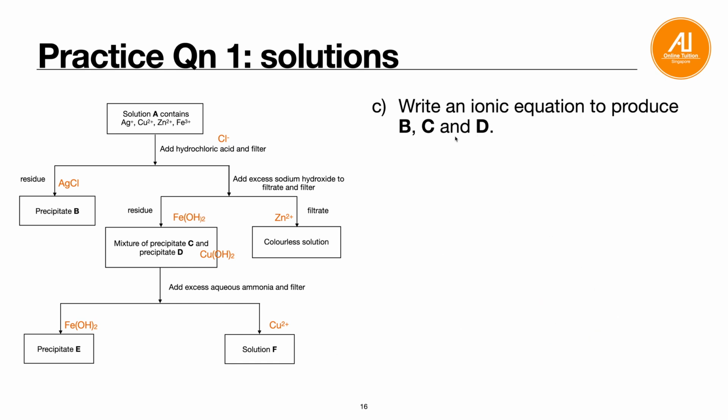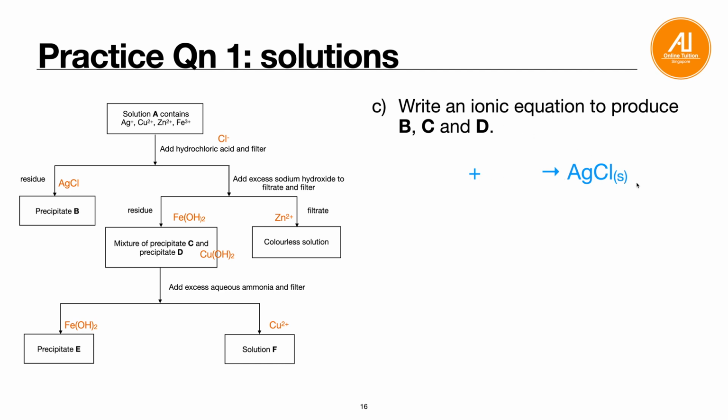And then next, sometimes the question will ask you to write ionic equation to produce B, C, and D, which is your PPT. B is this one, silver chloride. So there's a shortcut to write ionic equation. Okay, I'll show you here. So for PPT B, you need to form what? AgCl. So you can write down something plus something give you AgCl solid.